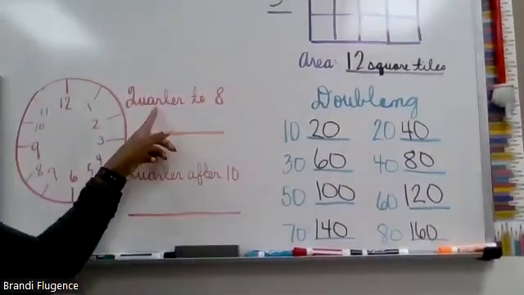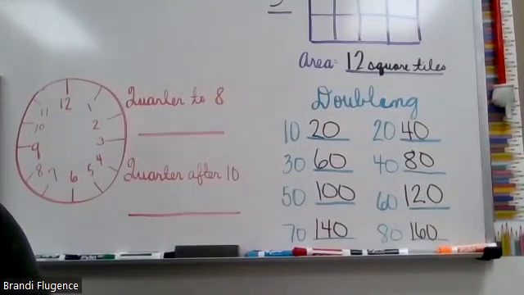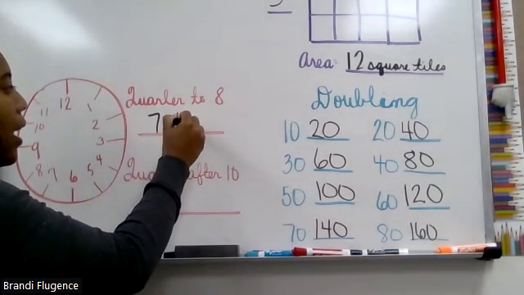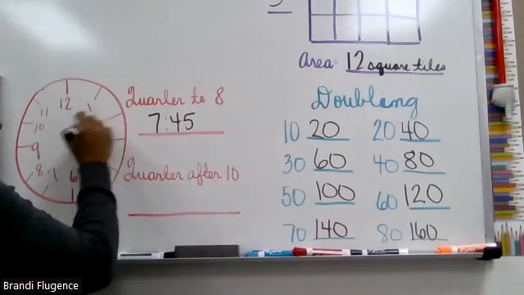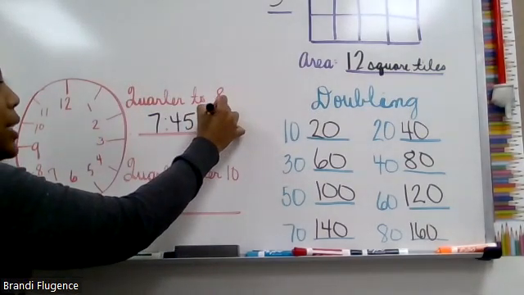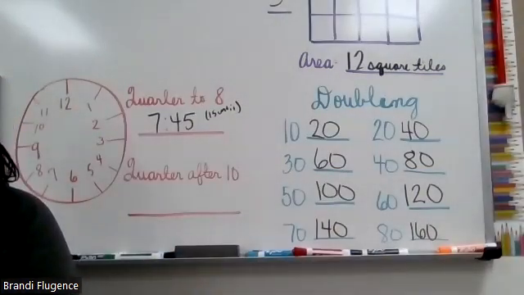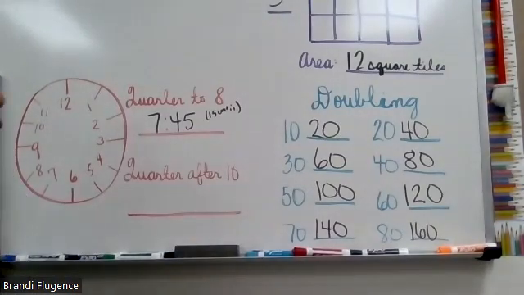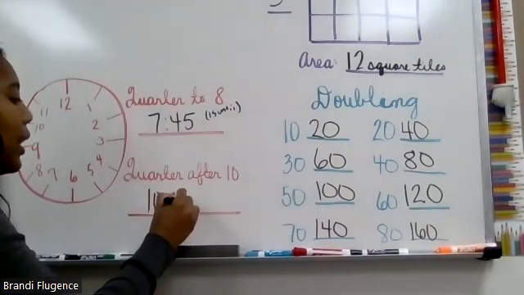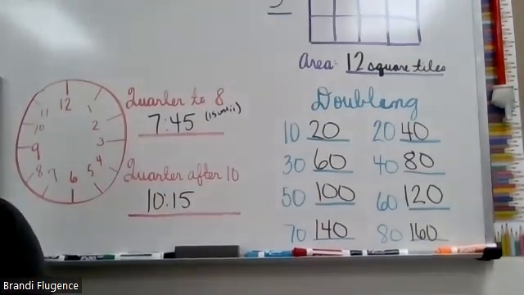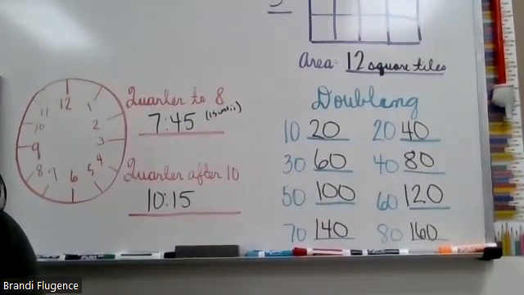All right, so if it's 7:45, what time would it be? It's not 8 o'clock yet. 7:45. That's 15 minutes until. So if it's 10:15, what would it be? 10:15 is 15 minutes after 10 o'clock. That's how we practice. It was on your work.